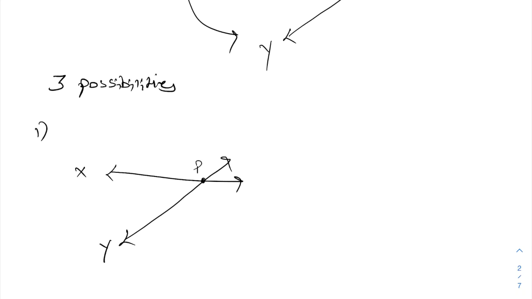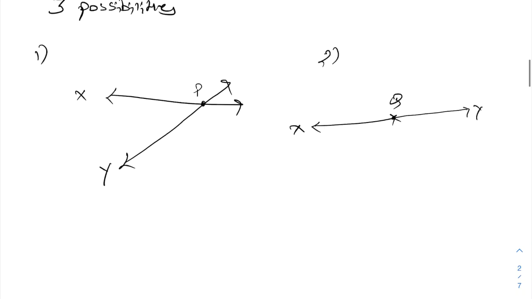The second possibility is that, suppose this one is line x, it is moving in this way, and line y is also coming from this side. So we can say that both line x and line y coincide. Coincide means they meet at the same points. Here we do not say that they intersect, we say that they coincide. Let them coincide at point Q.